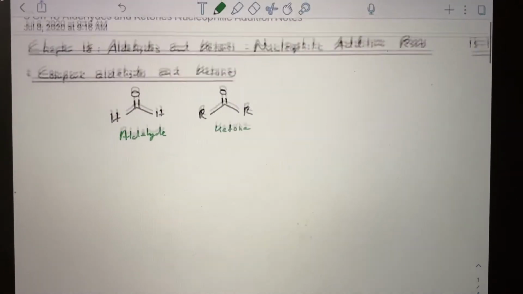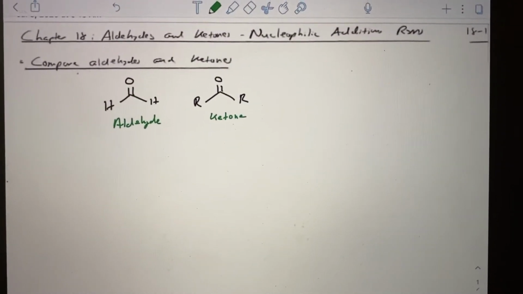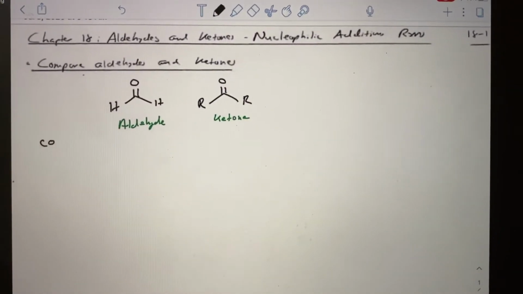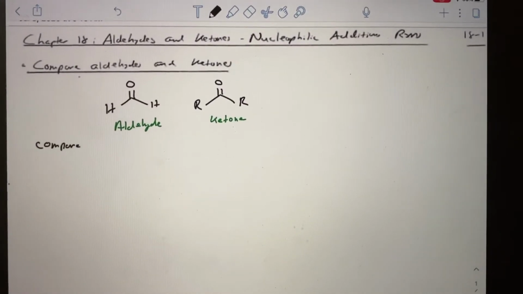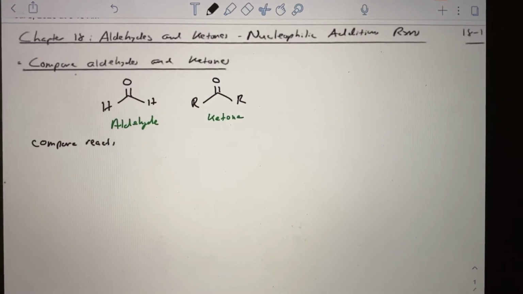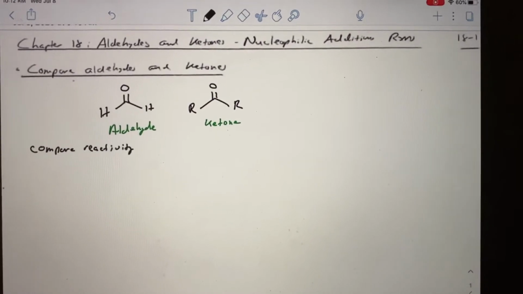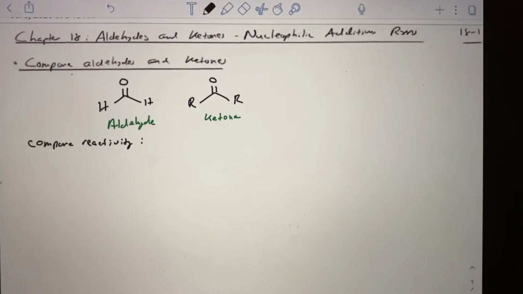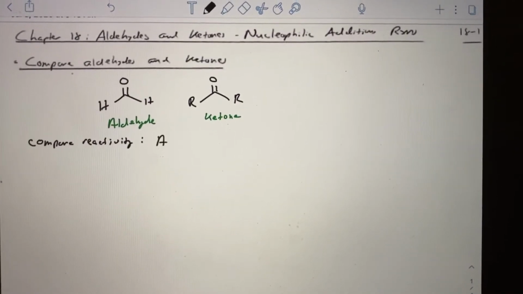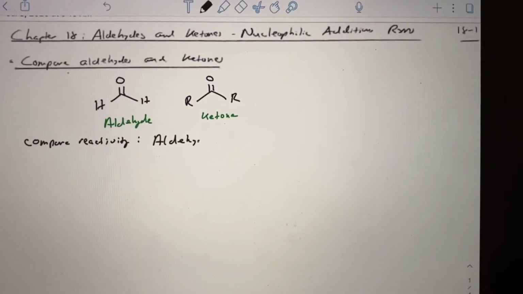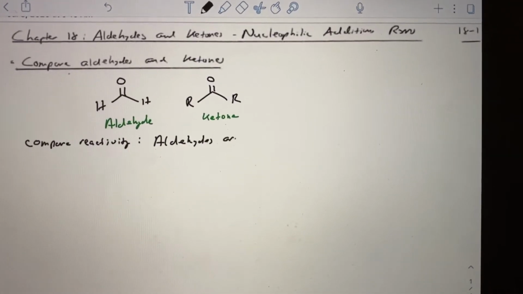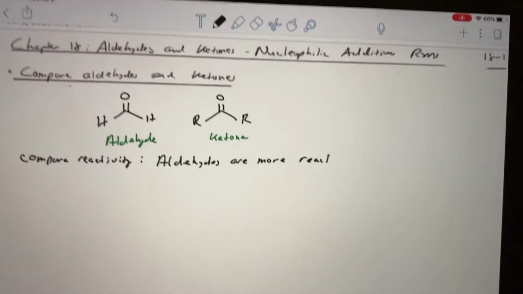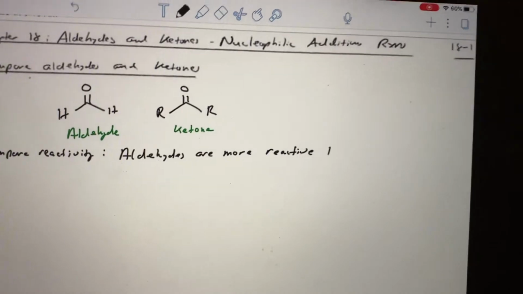Now, when we look at this, we want to compare the reactivity of these two. And this is, I think, what was on that video a little bit. So we can compare the reactivity. And you go in the lab and you carry out some sort of reaction, not sure what it is, and you make the observation that we'll mark here. We say aldehydes are more reactive than ketones. And that actually is correct in general. More reactive than ketones.